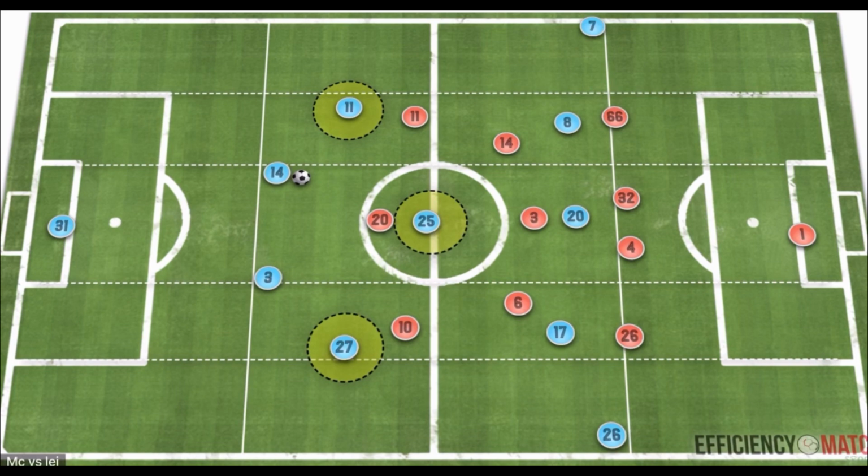This video is going to be looking at the differences and similarities Pep Guardiola and Jurgen Klopp use in their build-up phase and the spaces that are most important in their first and second lines of build-up.